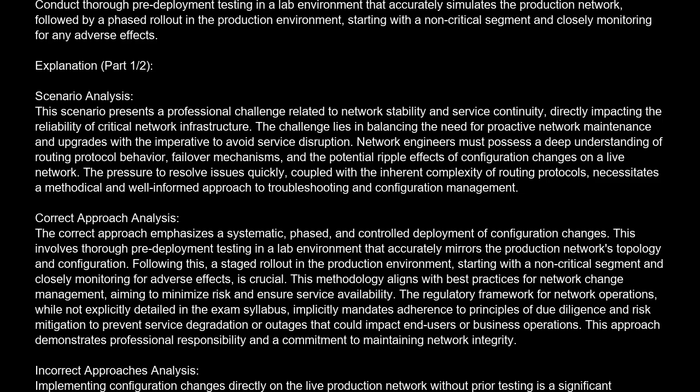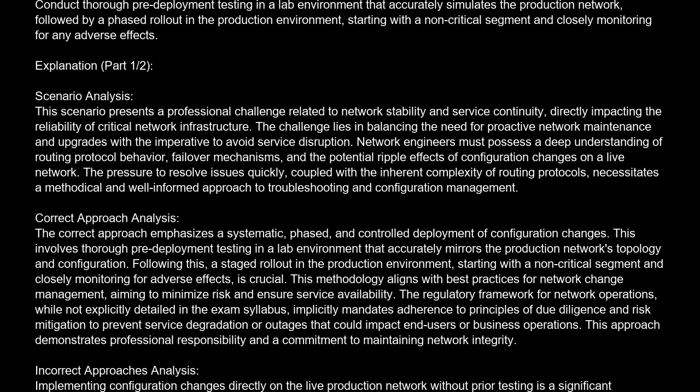Correct answer is C. Conduct thorough pre-deployment testing in a lab environment that accurately simulates the production network, followed by a phased rollout in the production environment, starting with a non-critical segment and closely monitoring for any adverse effects.